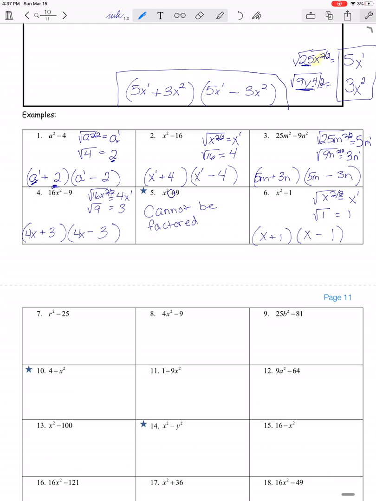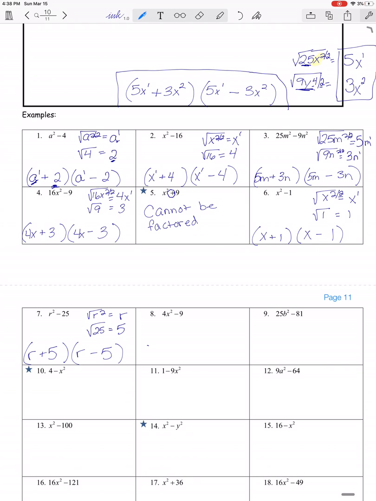Okay, so now that you tried them on your own, let's see what we got. So number 7, we double bubble. One gets a plus, one gets a minus. We have the square root of r squared and the square root of 25. The square root of r squared is going to be just r. The square root of 25 in your calculator gives you 5. So we get r plus 5, r minus 5.